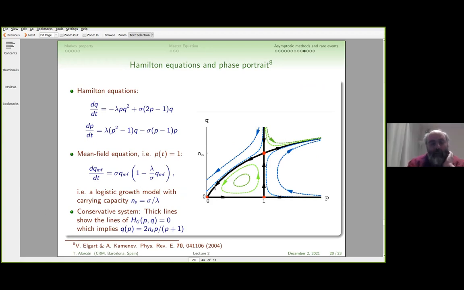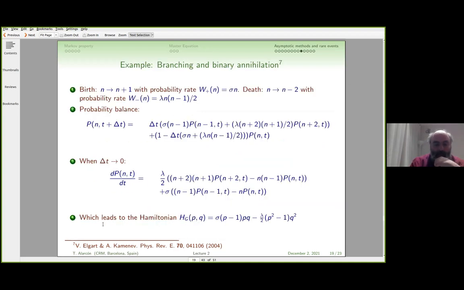So, I'm very close to finishing. Again, because this point here is an H equal to zero point, and this point here is also an H equal to zero point, there can only be transitions between here and here if there is a path of H equal to zero that communicates these two points. This would be this heteroclinic connection, and you find this just by solving this equation.